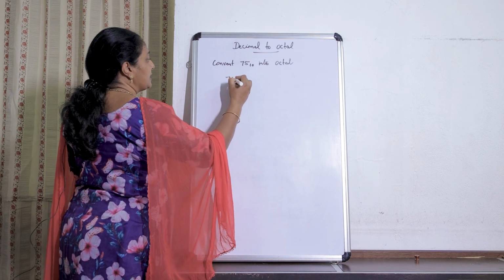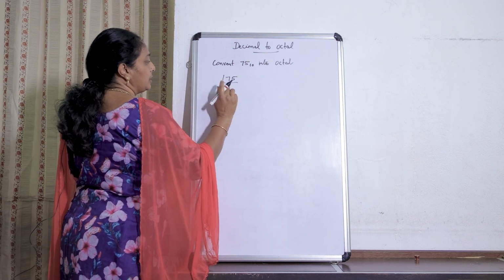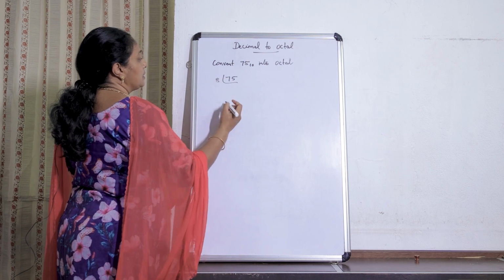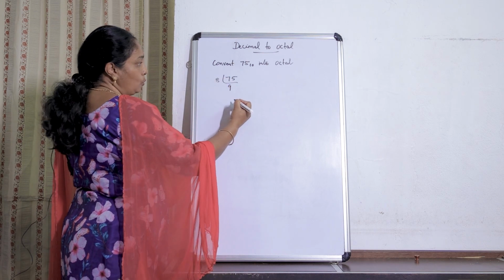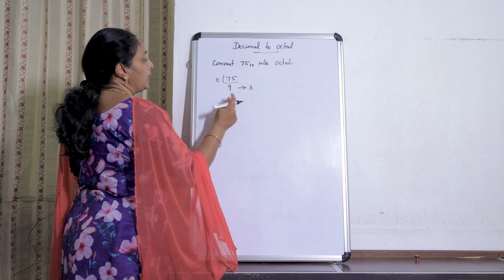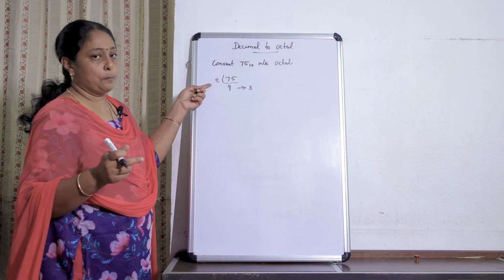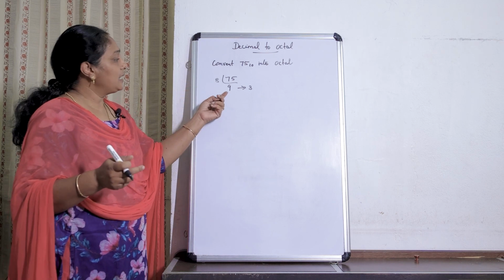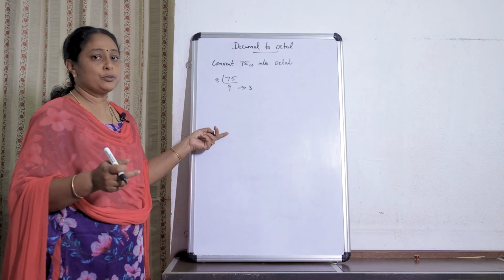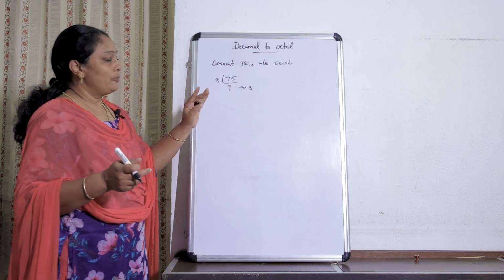Now we will divide 75 by 8. So 9 times 8 is 72. The remainder will be 3. Again, this 9 can be divided by 8. We should proceed the division till we get a number lesser than 8. When we get a quotient lesser than 8, we cannot proceed dividing the number with 8. So with that, we should stop.